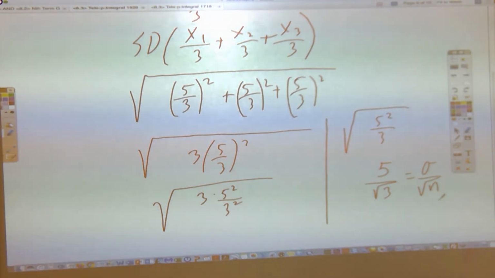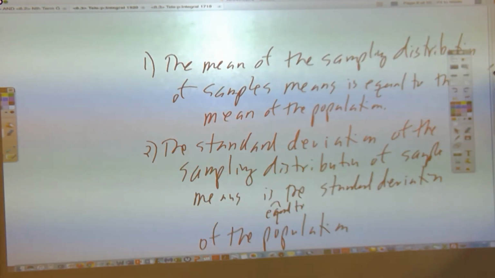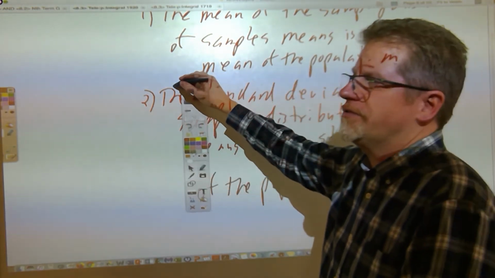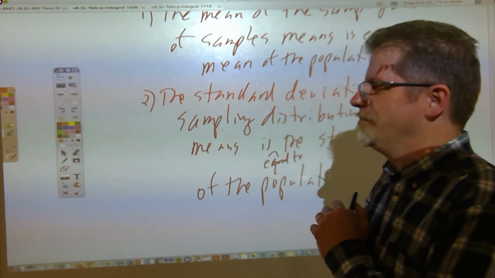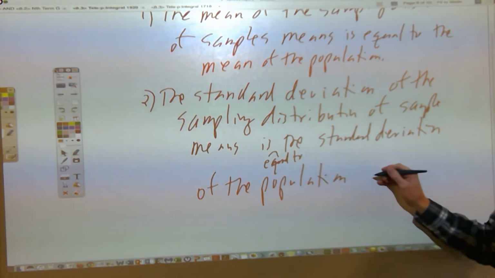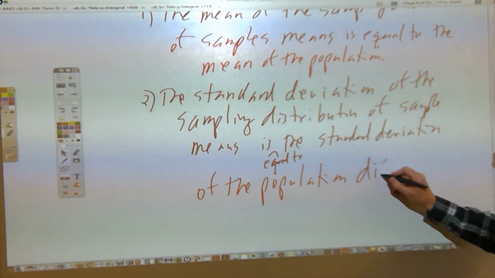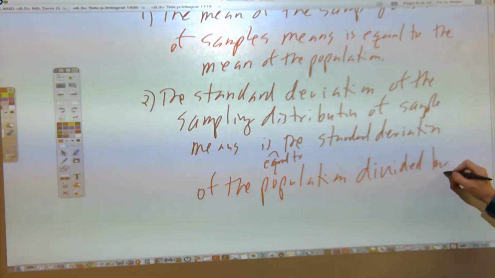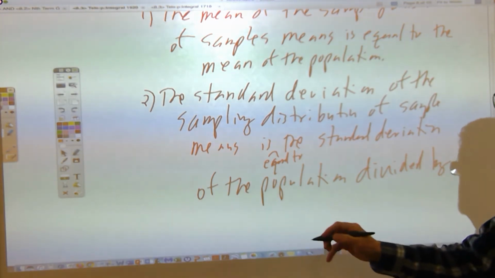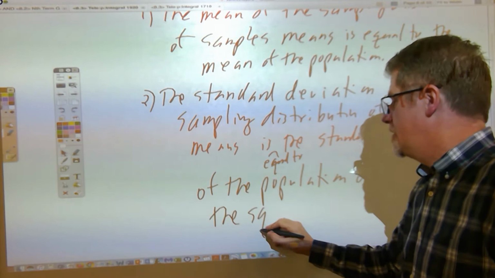So, question 2 back in 1998 was, what standard deviation should we use for the normal model of the sampling distribution? Well, the standard deviation of the sampling distribution of sample means is equal to the standard deviation of the population divided by, basically over, divided by what? Square root of the sample size. n is the sample size. Divided by the square root of the sample size.